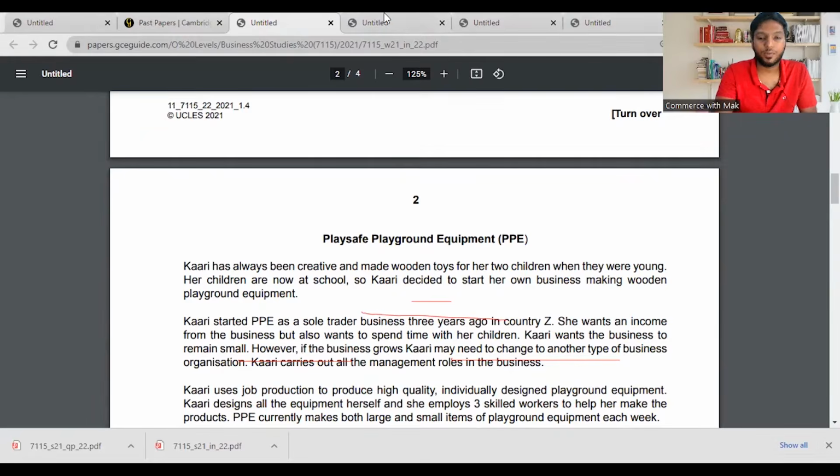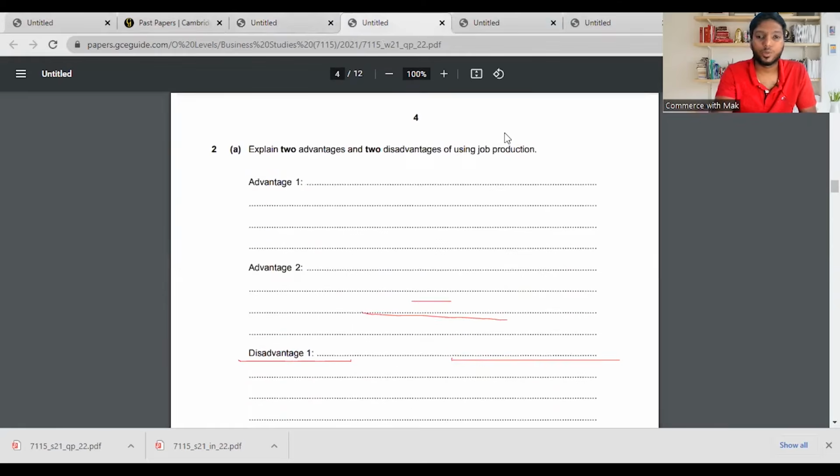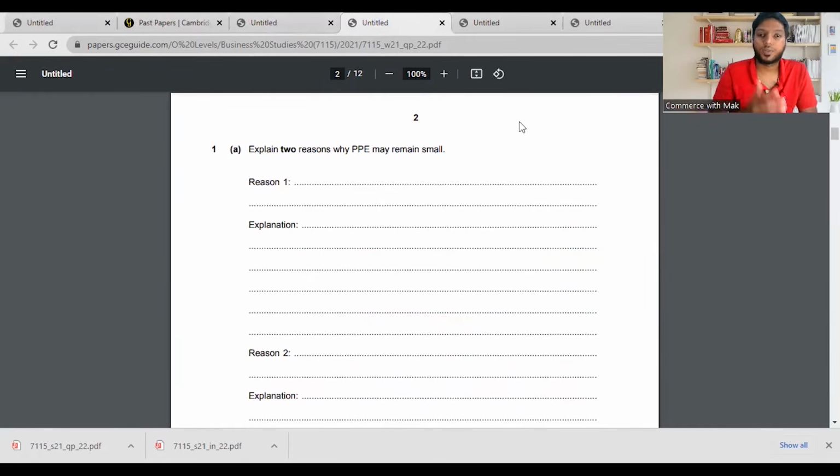So when I say writing, we are going to write one by one. Though it takes an hour of time, it doesn't matter. Write this paper with me, so you will learn a lot of things. First part, A. Explain 2 reasons why PPE may remain small. What might be the reason you think that PPE is remaining very, very small?